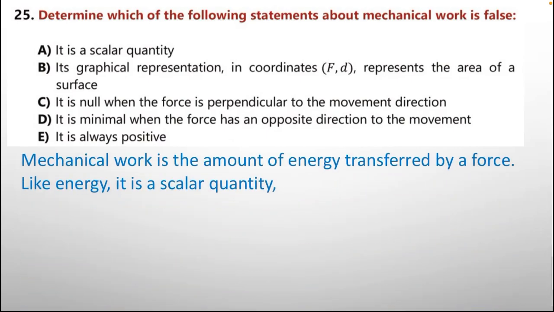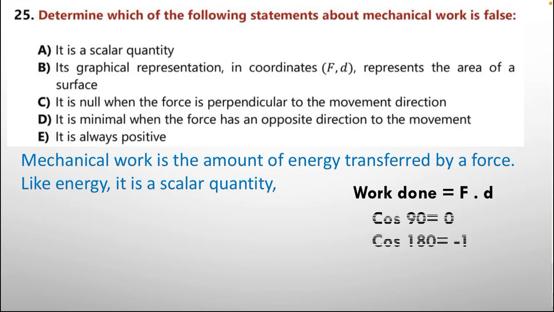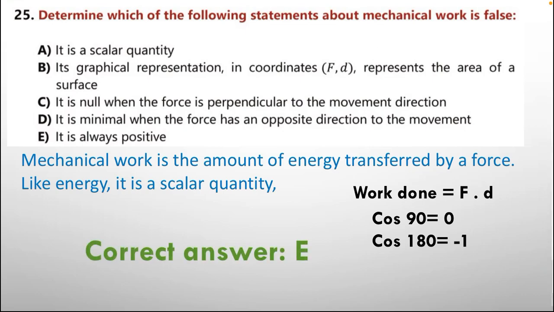Mechanical work is the amount of energy transferred by a force. Like energy, it is a scalar quantity. Work done equals F dot d. Cos 90 is equal to 0 and cos 180 equals -1. So the correct option is option number E. It is always positive.